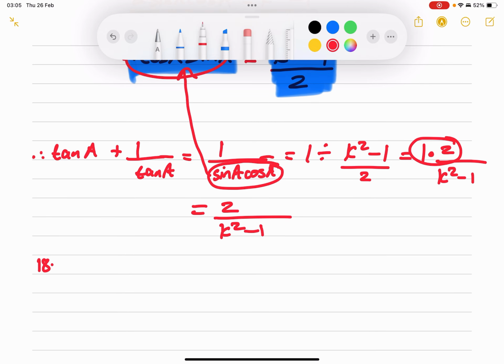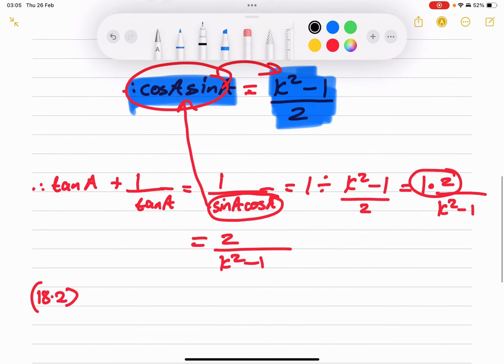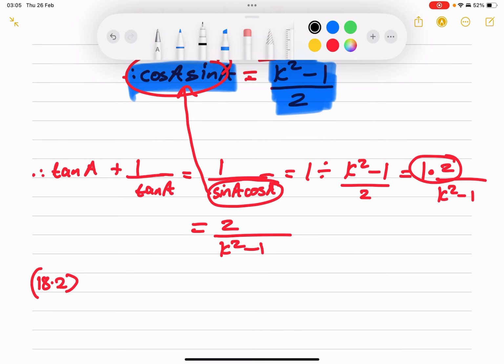And then 8.2, what do they want us to do? On 8.2, they want us to prove that sine A plus cos A equals the square root of 1 plus 2k. Fine. So let's see how we're going to prove that, ladies and gents.